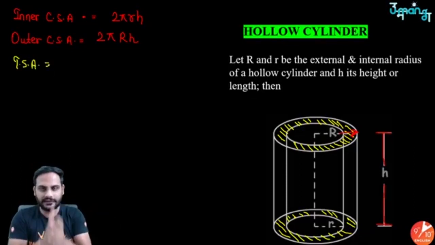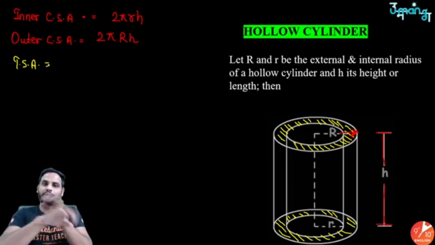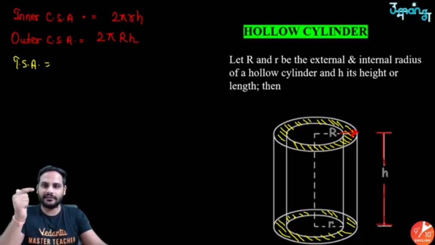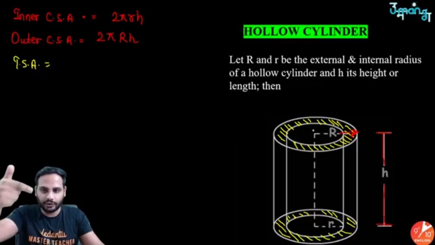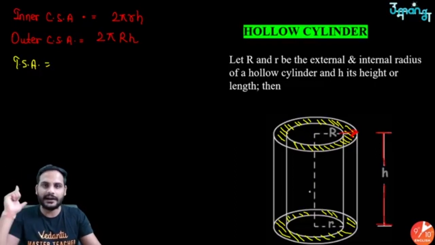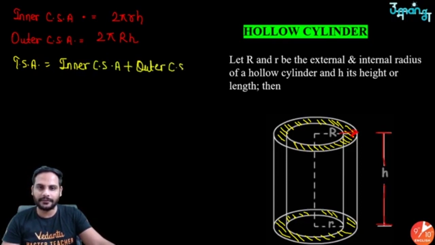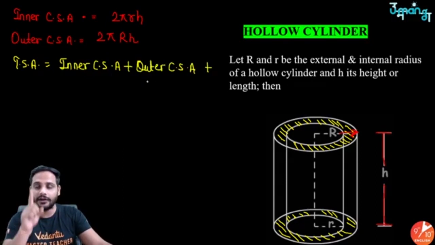Whenever I say total surface area, that means the area of all the surfaces, right? So on the inner side there is a surface, on the outer side there is also a surface. So both the inner curved surface area and the outer curved surface area should be taken. So I will say inner CSA plus outer curved surface area. Other than that, the area of top and the area of bottom must also be included.